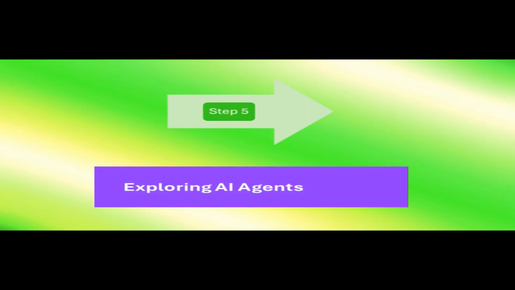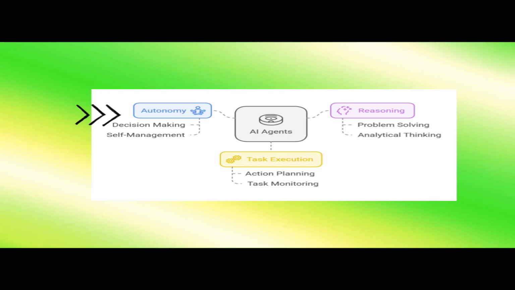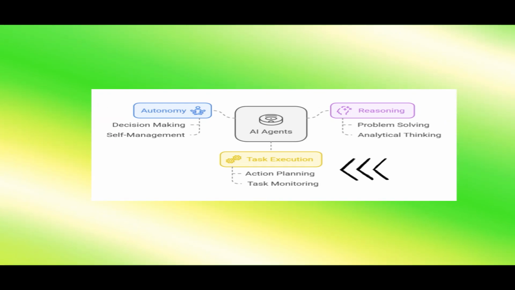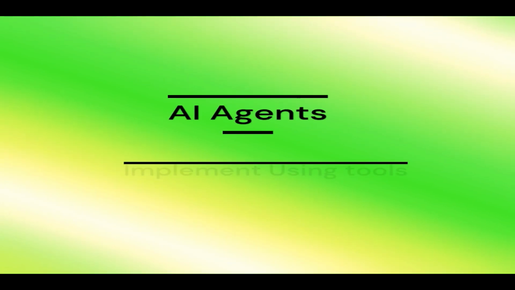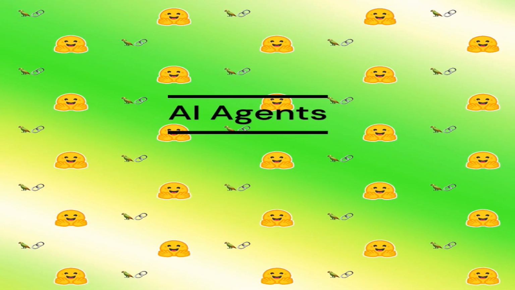Step 5 is exploring AI agents. AI agents are autonomous systems which are designed to reason and execute tasks, and agents can be effectively implemented using tools like Hugging Face and LangChain.